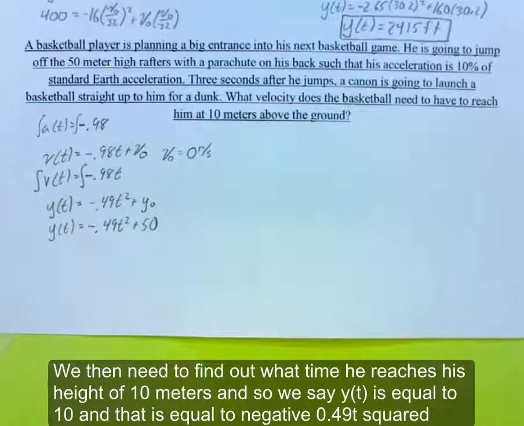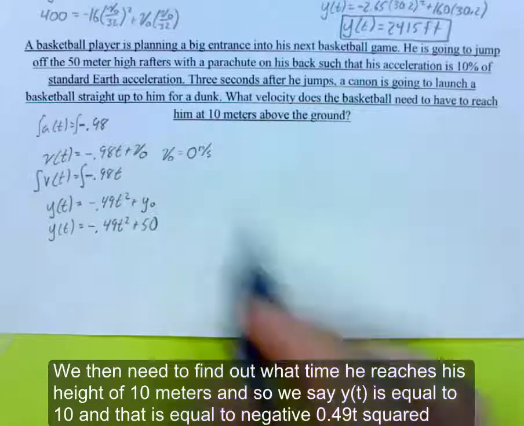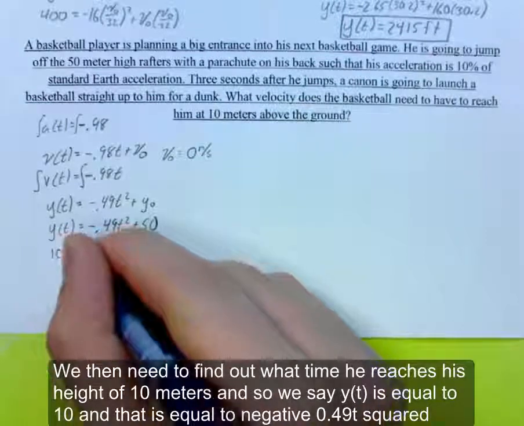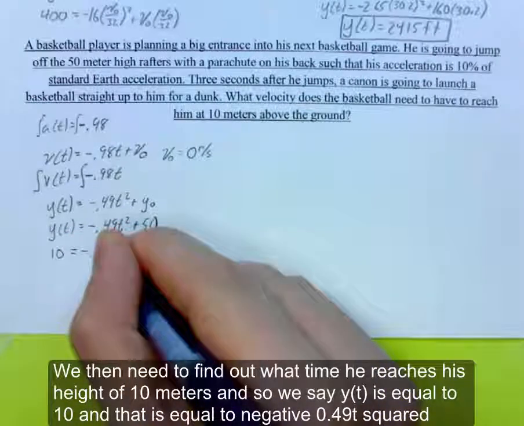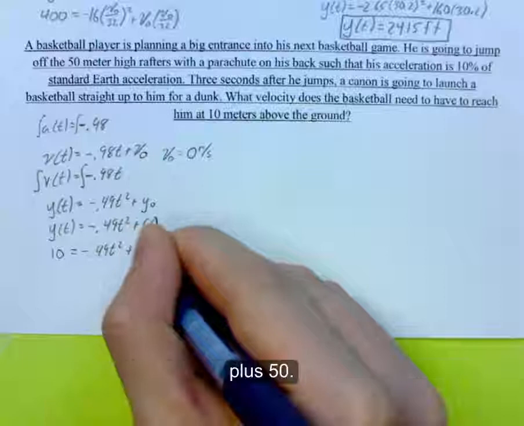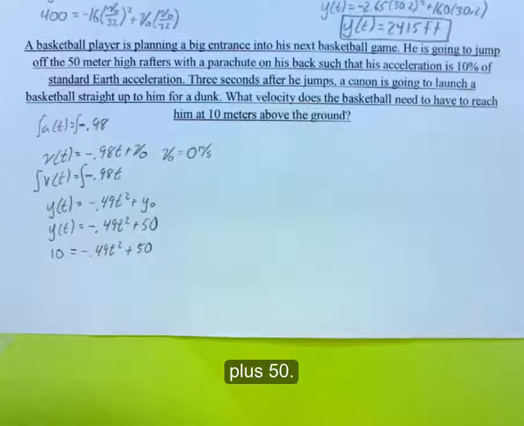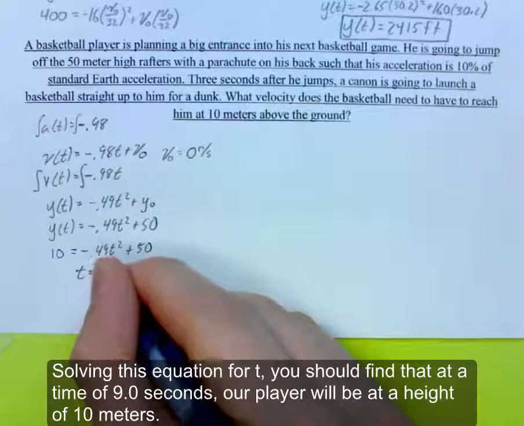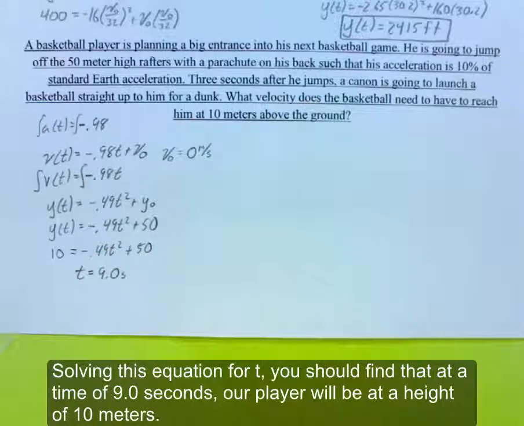We then need to find at what time he reaches his height of 10 meters, and so we say y of t is equal to 10, and that is equal to negative 0.49 t squared plus 50. Solving this equation for t, you should find that at a time of 9.0 seconds, our player will be at a height of 10 meters.